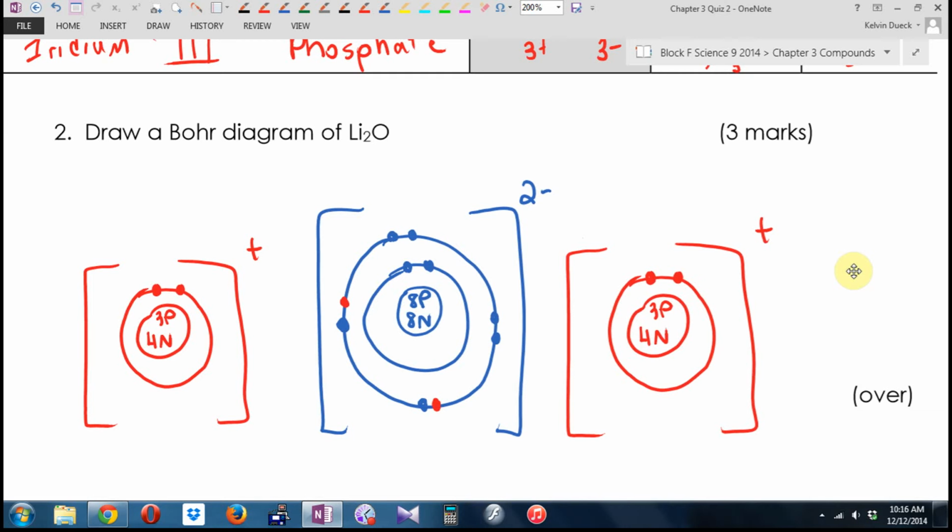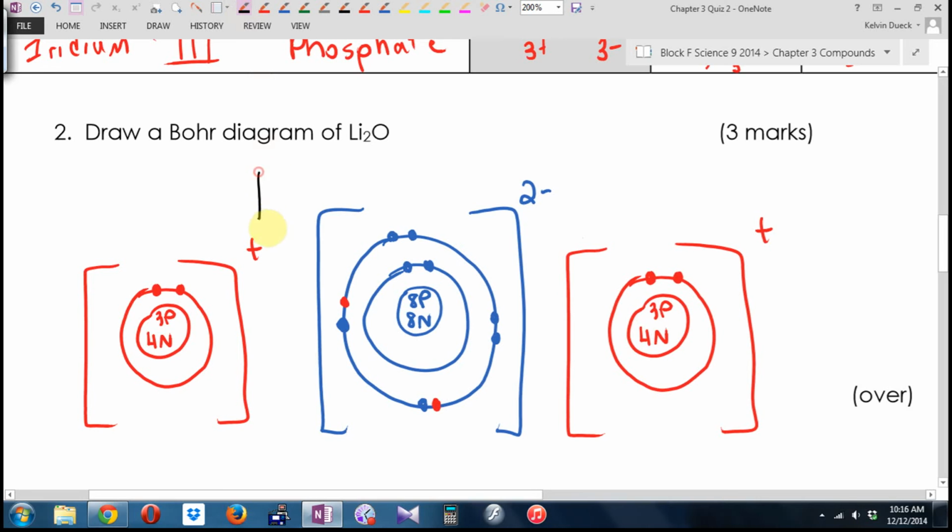So you ready? How many marks is this worth? 3? How many things did I draw? Oh, that works really well. So each of these is going to be worth 1. I'll tell you what I look for. What I actually do is I start out assuming you're going to get perfect, and I take marks off for mistakes.